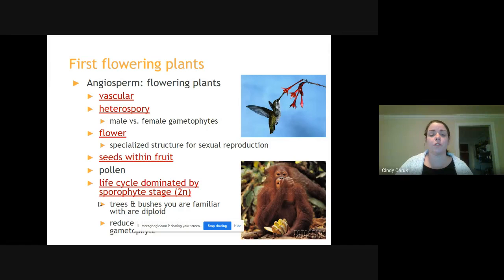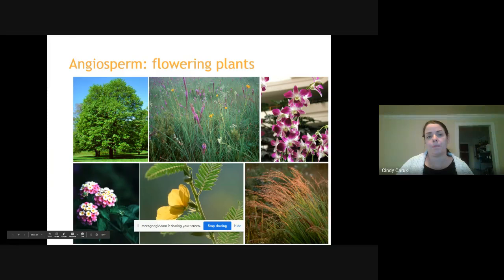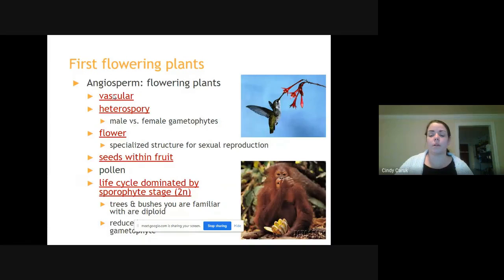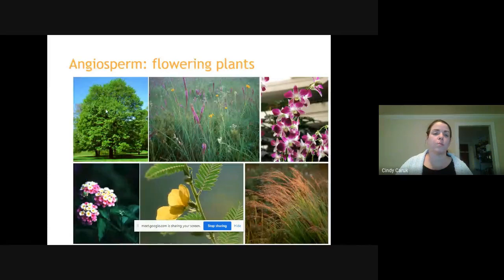So trees and bushes, you're familiar with, those are diploid. And again, we have that reduced gametophyte generation. So your oak tree, your maple tree, those are flowering plants. It's just they have a microscopic flower. And then the flowers that you think of, but even grass is a flowering plant.